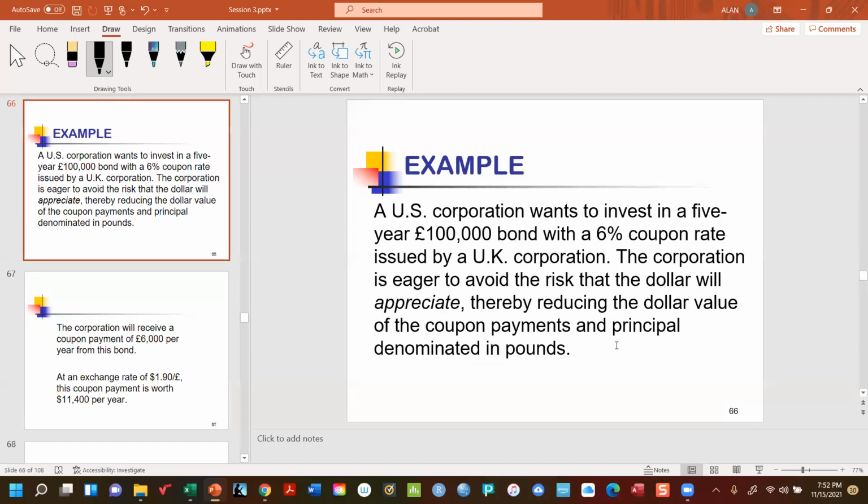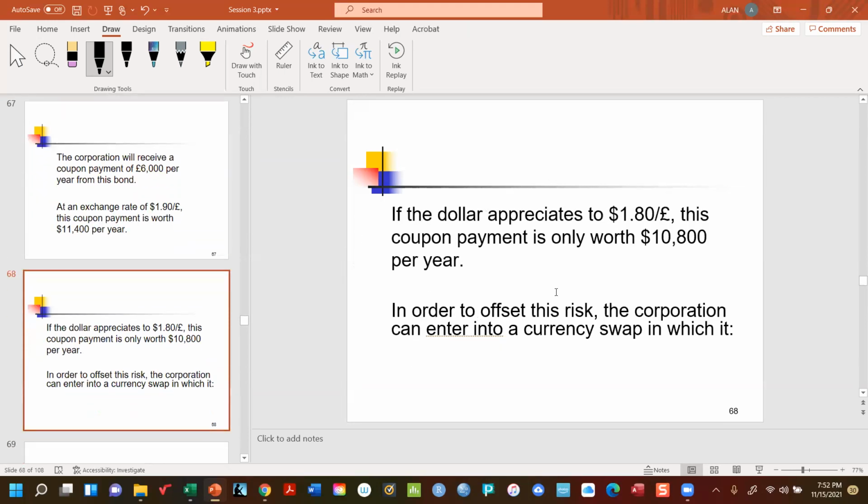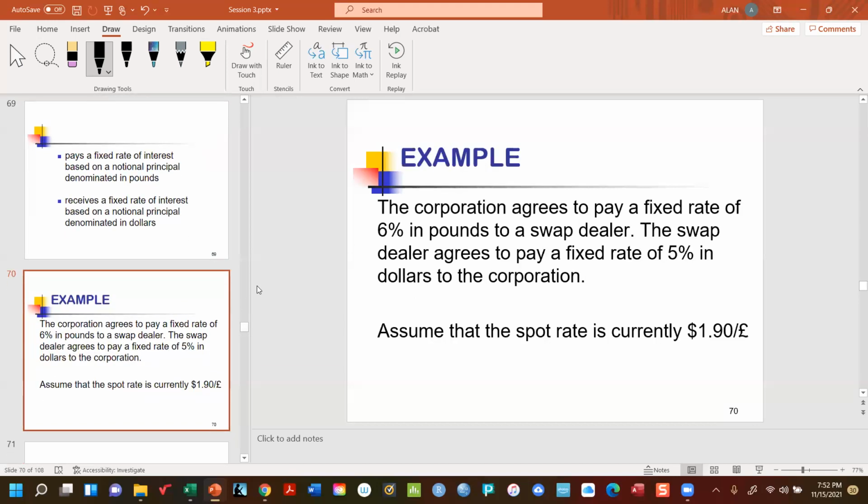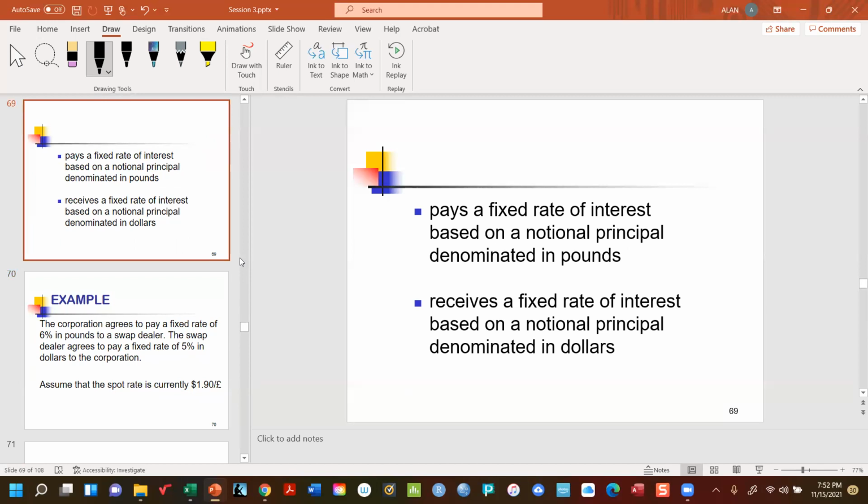So they want to buy this bond because the coupon payment is much higher than what they could get at home. But they don't want to deal with the foreign exchange risk. So here's what they can do. They can enter into a currency swap with a dealer in which they pay a fixed rate of interest based on a notional principal in pounds, and in return receive a fixed rate of interest based on a notional principal in dollars. So again, it's both fixed, but one is dollars, one is pounds, and they're not necessarily the same rate. In fact, they're usually not. It's kind of unusual for two different countries to have the same interest rates, although it does happen.